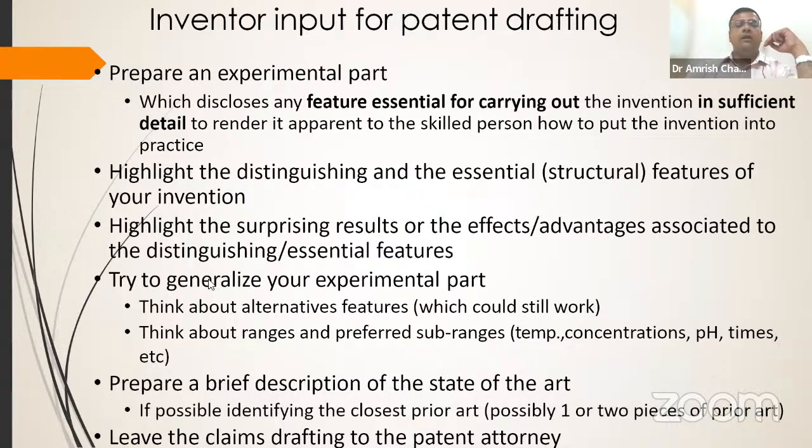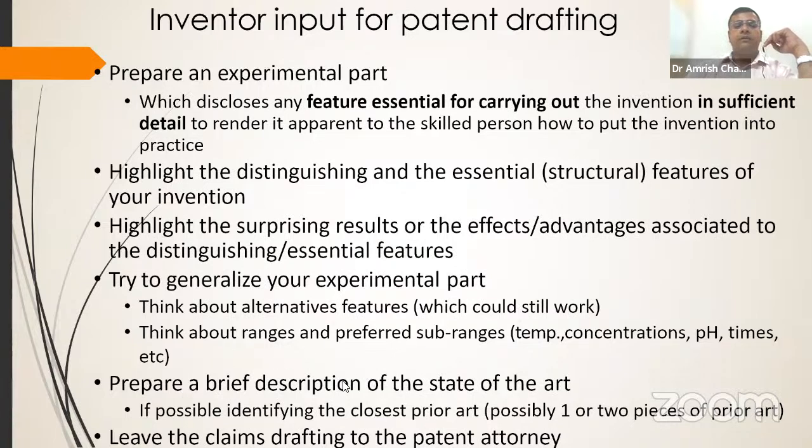And try to generalize your experiment. You have to think from a broader perspective. If you are saying that you're using, say, one of the surfactants, say sodium lauryl sulfate, you have to tell the patent agent that though I'm using sodium lauryl sulfate, there are people who can use other surfactants also. So when you are designing these claims and everything, all of that could be taken into consideration.